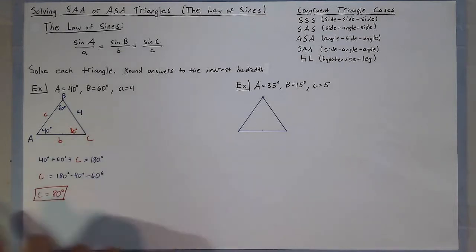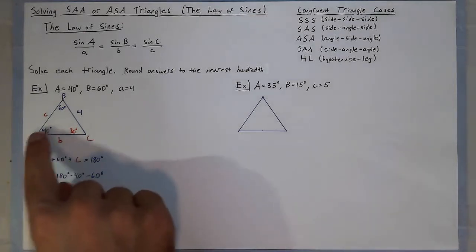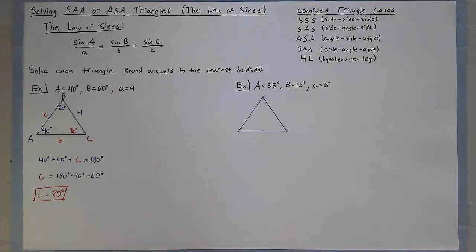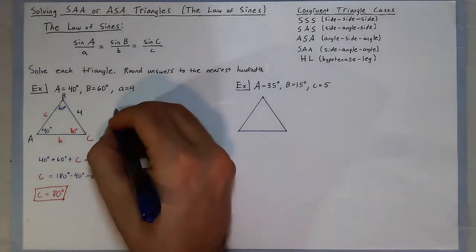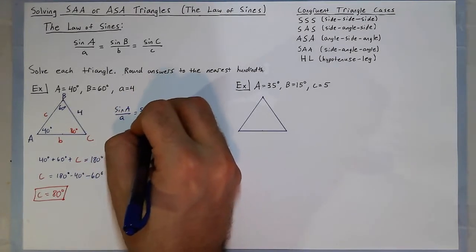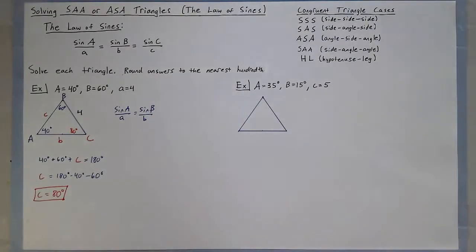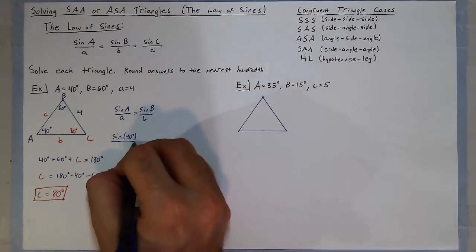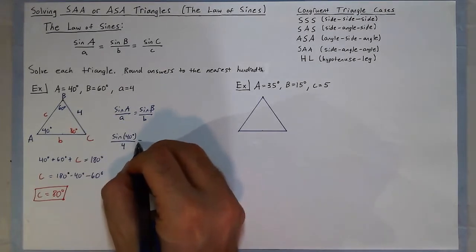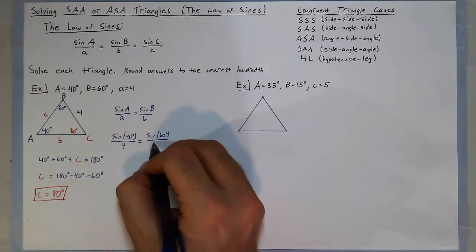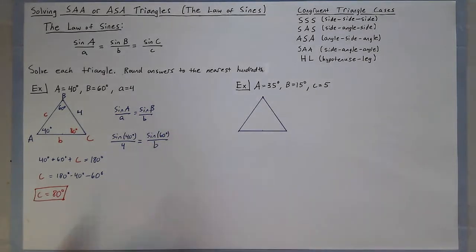So now I want to find side B and side C. And I'll use sine of A over A to help me find those sides that I'm missing. So I'll start with sine of A over A is equal to sine of B over B. I'll plug in everything I know. I know that sine of A would be sine of 40 degrees. Side A is 4. And I know that B is 60, so I'll have sine of 60 degrees over side B.